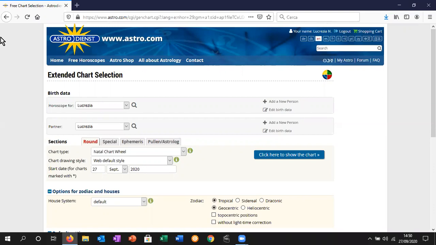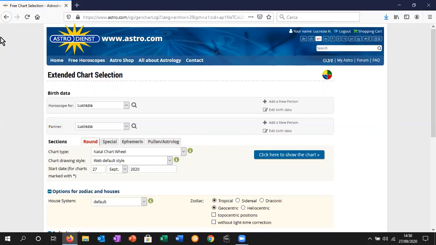I'm going to show you how to relocate your chart on astro.com. Chart relocation is a technique that allows you to understand what planetary influences show up for you in a specific place. This is the second part of a tutorial. In the first part, I explained how to understand your astrocartography map, which you can also get on astro.com, in order to understand the planetary influences that show up for you in each specific place.